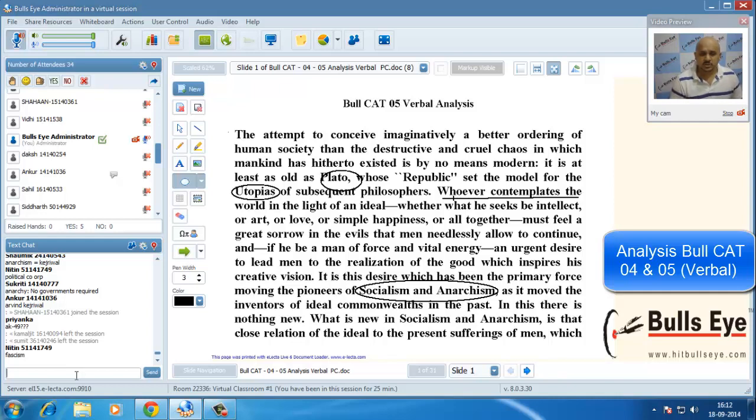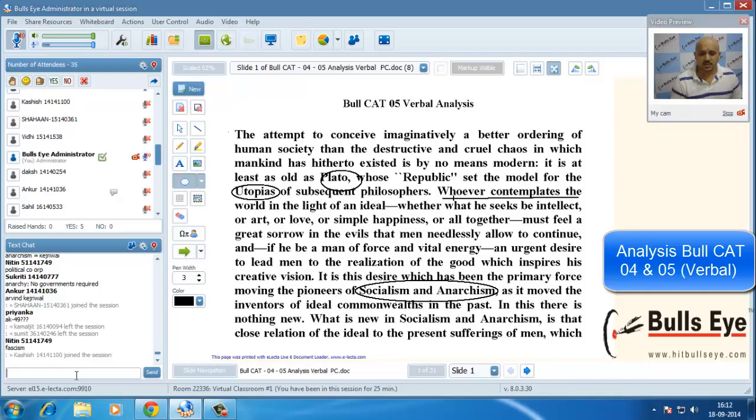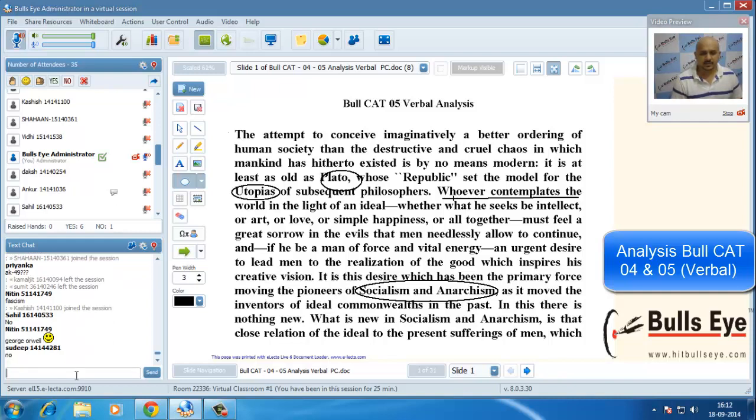Absolutely correct. So how many of you have researched all these terms? Those of you who have researched the majority of these terms, quickly type in a Y. And those of you who haven't, type in no. So we get some no's. We get a couple of Animal Farm lovers.